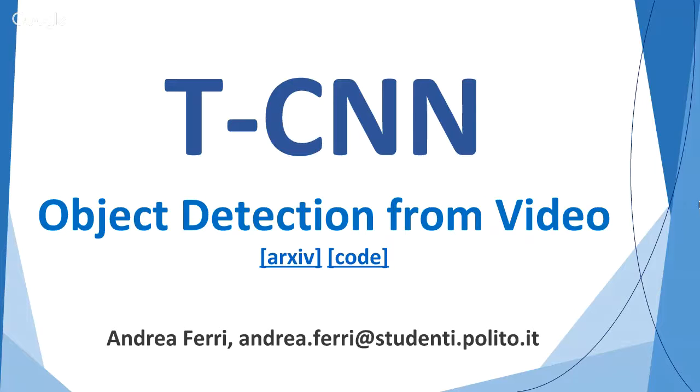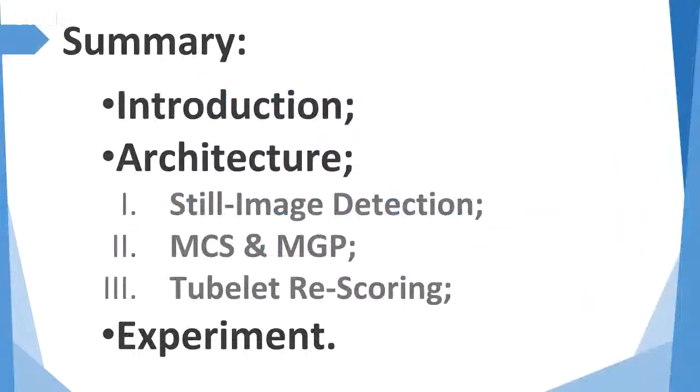Hi to everyone. TCNN stands for Tubelets Convolutional Neural Network. As we see next, they reached first place for the given dataset and second place for the external dataset, and we will see how they compose this. The summary is a little introduction, the architecture, and the final experiments that they made on the dataset.